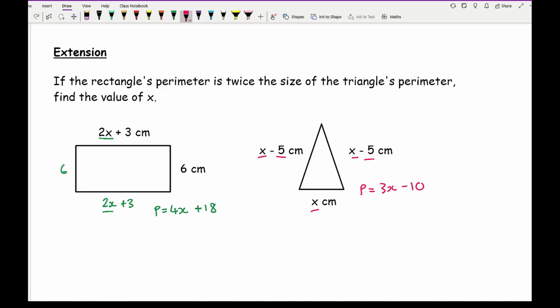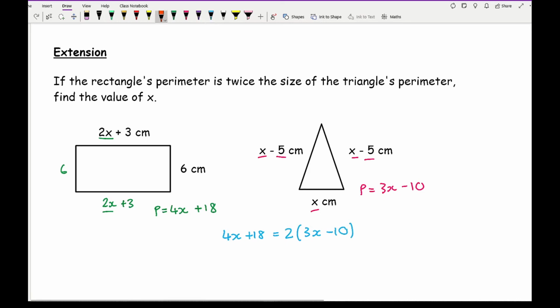Now in this question it says that the rectangle's perimeter is twice the size of the triangle's. Automatically you think, right, okay, so let's times this by 2 and then make them equal to each other. But actually it's the opposite. If the rectangle's perimeter is twice the size of the triangle, then I need the 2 triangles to give me the same perimeter as the rectangle. So for this, what I need to do is use the formula that 4x plus 18 is equal to 2 lots of the perimeter of the triangle.